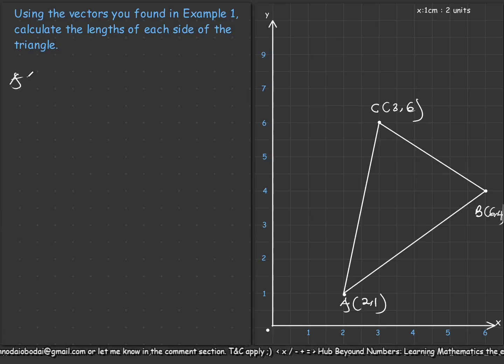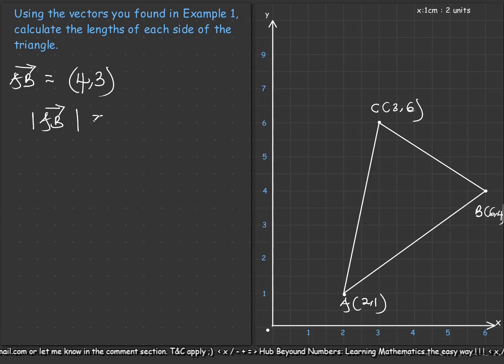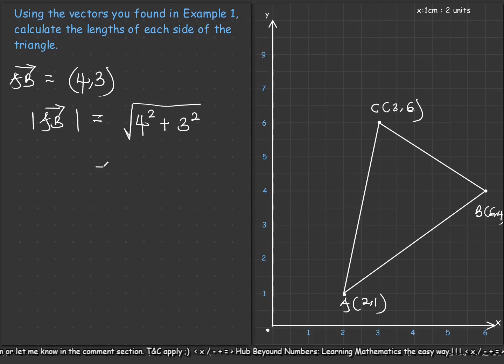Now, for AB, we're able to find its vector to be 4, 3. And remember, the length or the magnitude of a vector is given as the square root of the sum of the squares of its components. Hence, the magnitude of AB is written like this, with these two lines here, and is equal to the square root. So first of all, we square the components: 4 squared plus 3 squared, and then we find its square root.